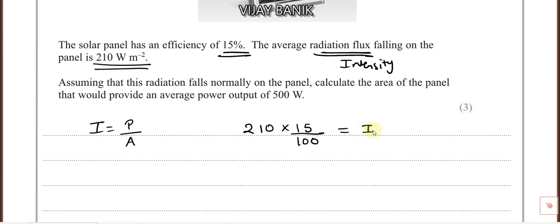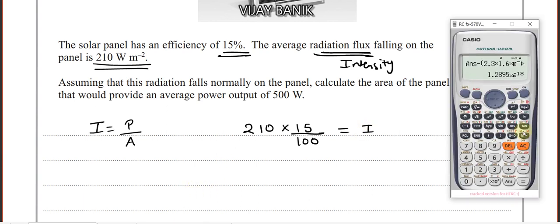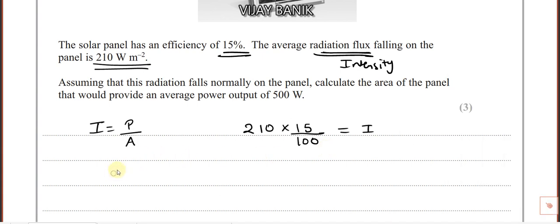Let me find the intensity. Let me break down the problem; if I do it directly, you guys will not understand. So intensity is 210 into 15 divided by 100. How much is it? It's 31.5. Only 31.5 watt per meter square is falling on the panel.